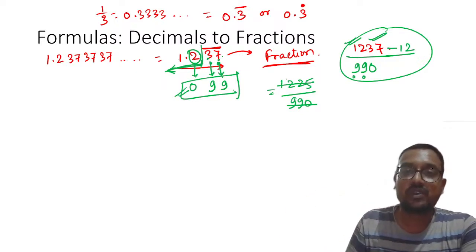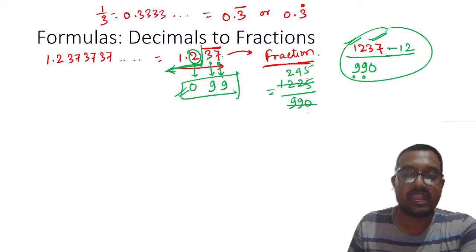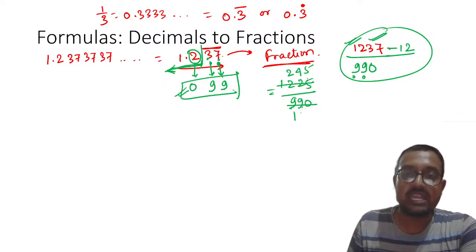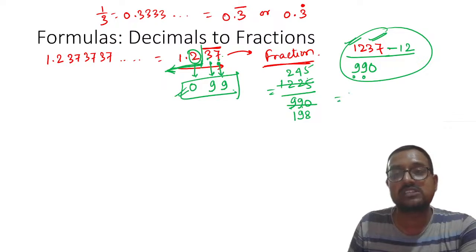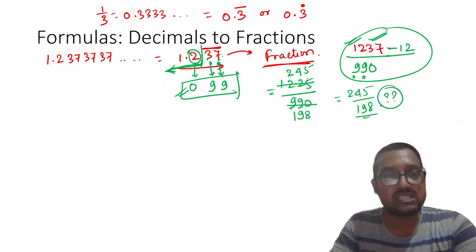If we divide it by 5, this will be 2, this will be 4, and this will be 5, 245 if I am correct. And then this will be 1, so 49, so 9 and this will be 8, 198. So this is 245 divided by 198. Am I correct? Division is correct.